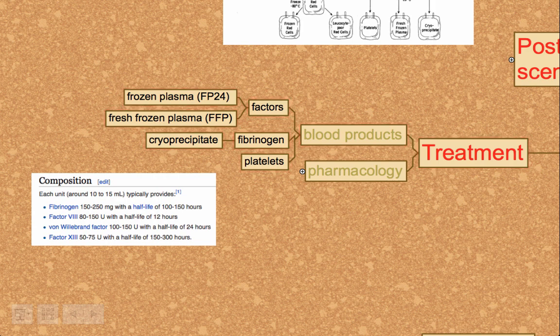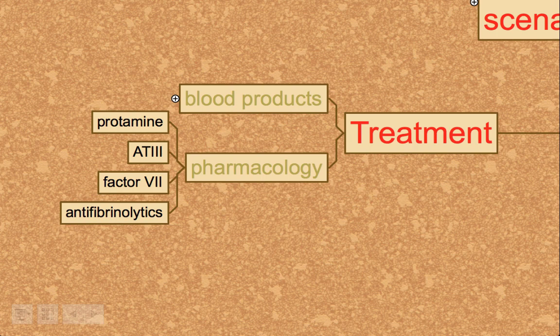And just for the sake of completeness, there are some pharmacologic approaches to our patients' bleeding problems. I've listed a few of them here. These are the more popular ones, though this is not a complete list. Clearly, the easy solution to residual or rebound heparin is to administer the proper dose of protamine.